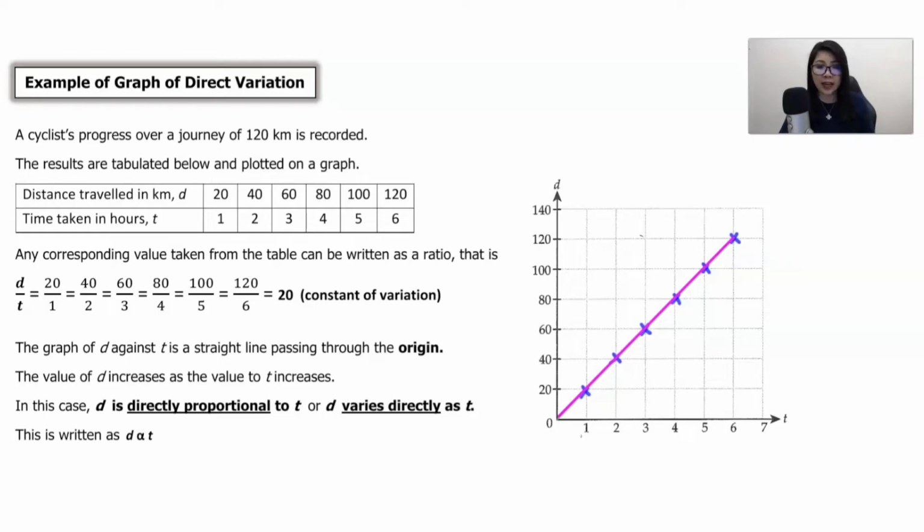So the graph of D against T is a straight line passing through the origin, and the value of D increases as the value of T increases too. So in this case, D is directly proportional to T, or D varies directly as T. And this is written as D proportional symbol T.